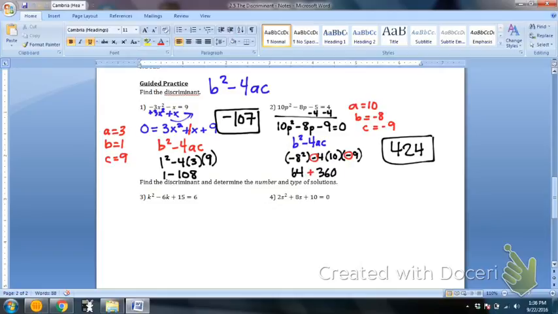Okay, let's try number 3. We're doing the exact same thing, except now we're actually going to write out, is it 2 real, 2 imaginary, whatever. Okay? Try number 3.